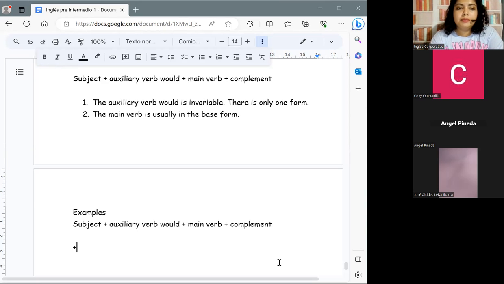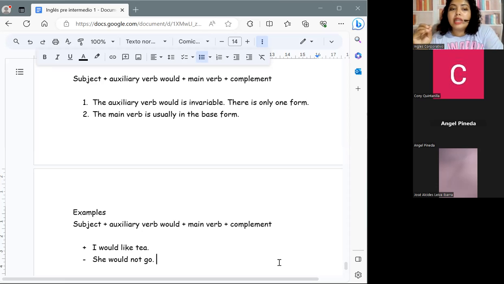So, the positive. It says, I would like tea. Me gustaría té. Ahora, en una forma negativa, she would not go. En este caso no estamos utilizando los complementos. Aquí simplemente nos quedamos hasta el verbo. Bueno, en el caso de I would like tea, tea is our complement. But in this case, she would not go, we are ending this one in the main verb.